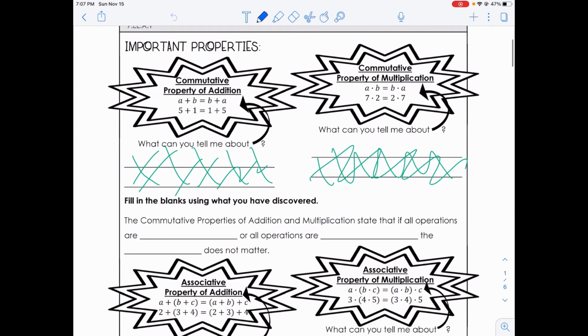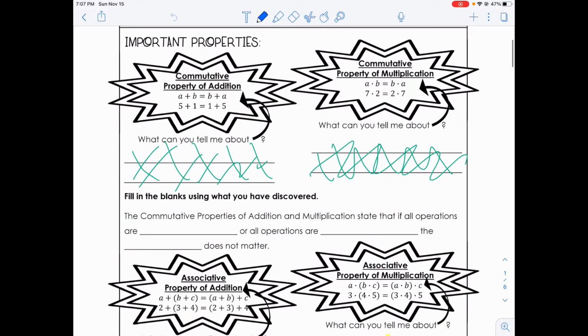So jumping down to our fill in the blanks, the commutative property of addition and multiplication states that if all operations are addition or all operations are multiplication, the order does not matter.